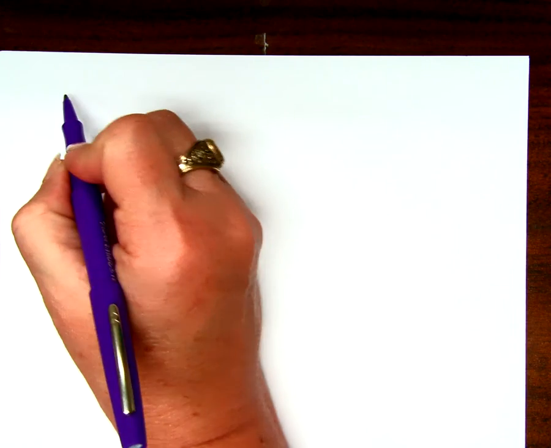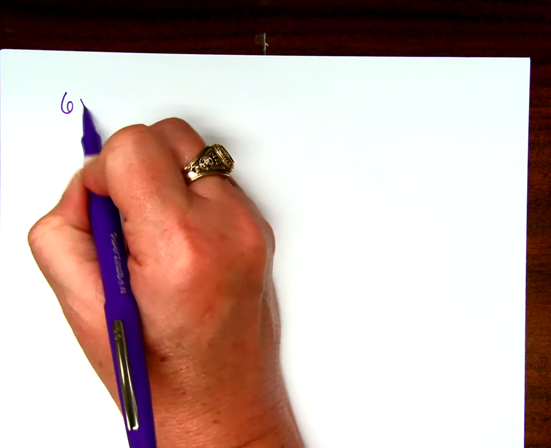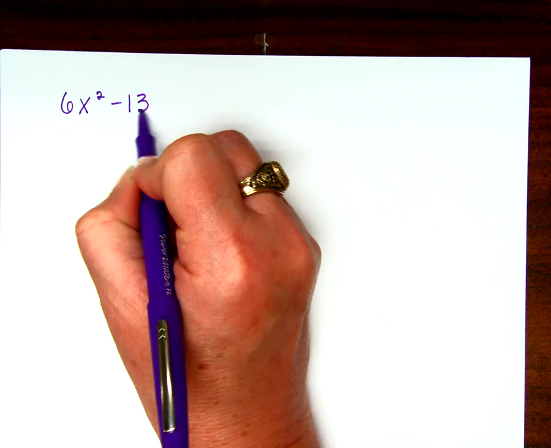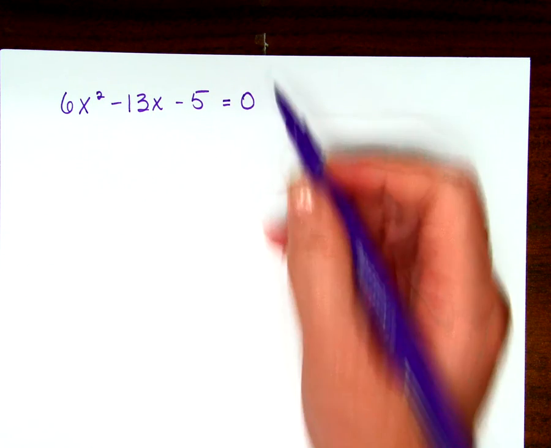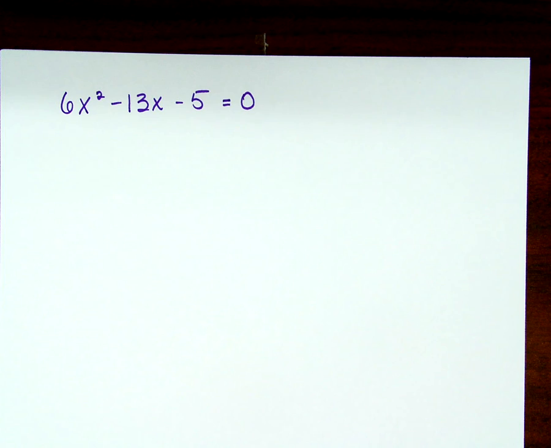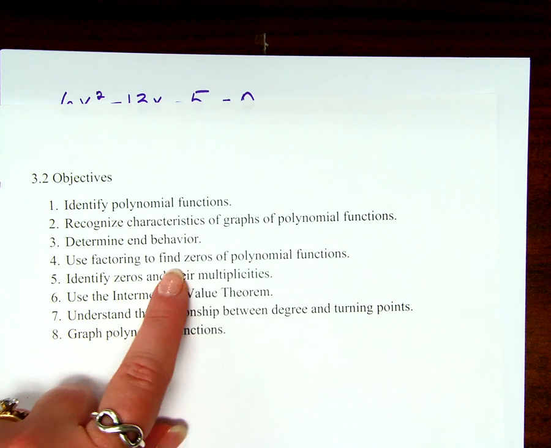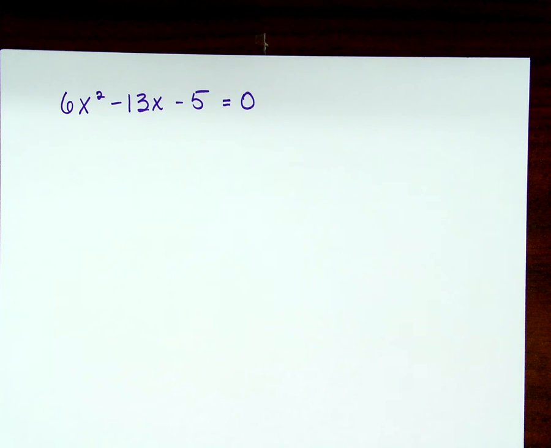So here's your example: 6x squared minus 13x minus 5. We're using factoring to find the zeros of the polynomial function. Now I'll be honest with you, you're going to have to figure out what kind of answers the computer wants based on how it asks the question. I'll show you what I mean by that when we actually get to the answer of this. Is that okay?